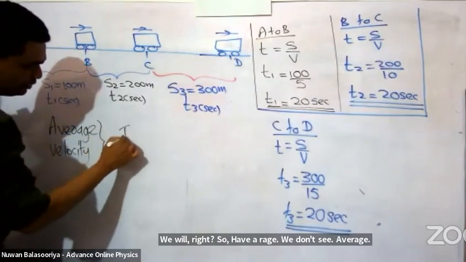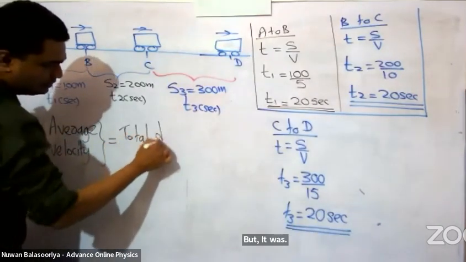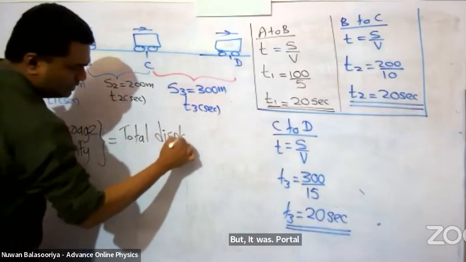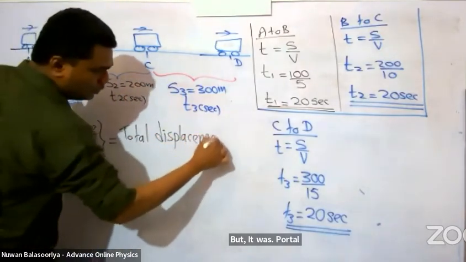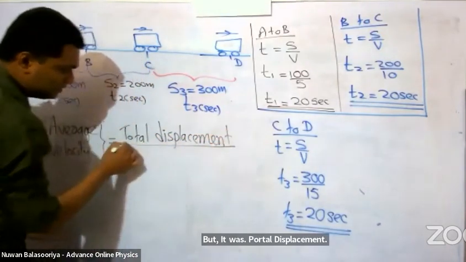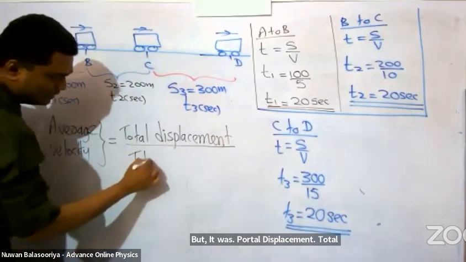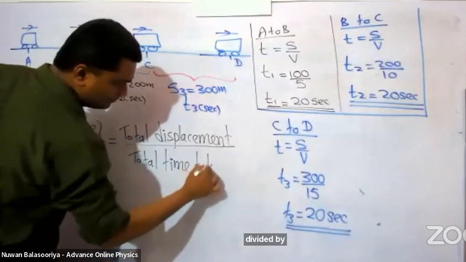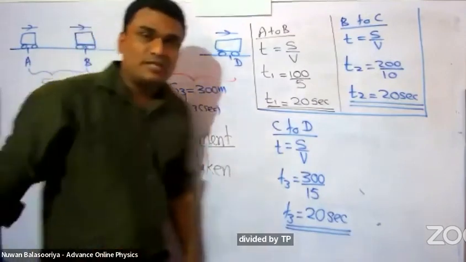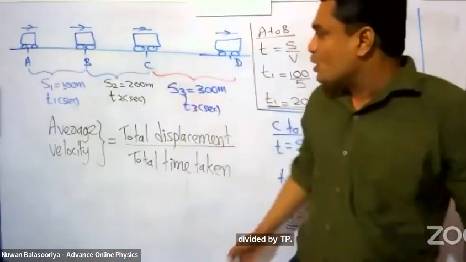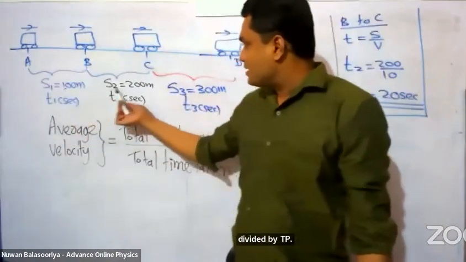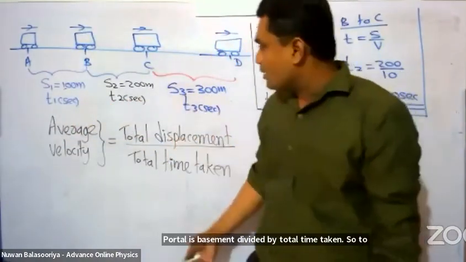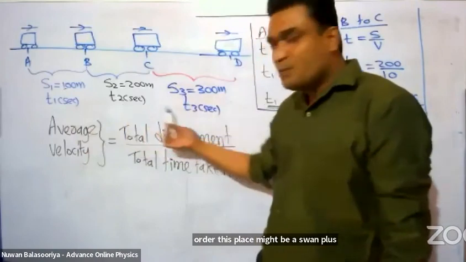So then average velocity equals total displacement divided by total time taken. Total displacement means S1 plus S2 plus S3. Total time means T1 plus T2 plus T3.